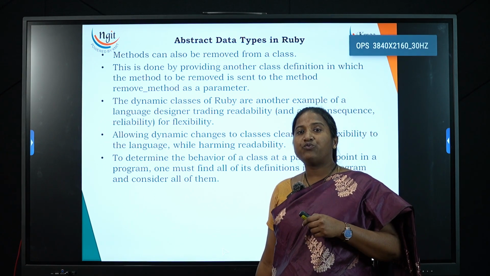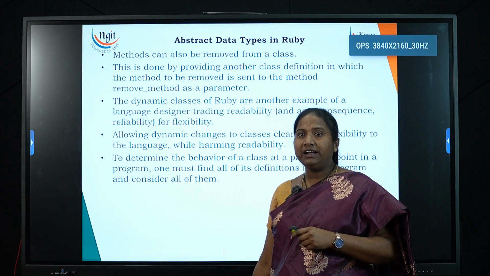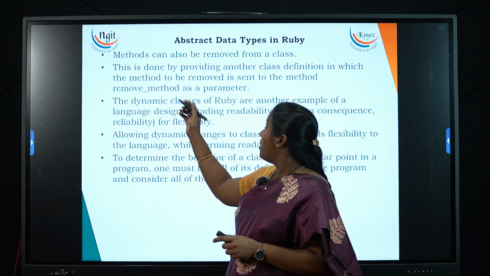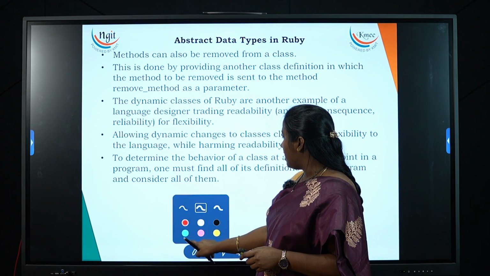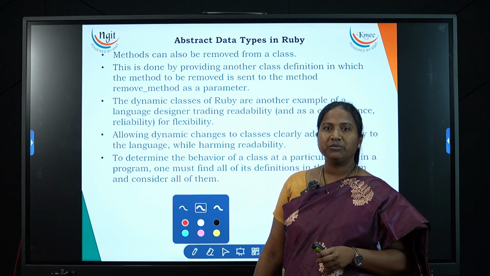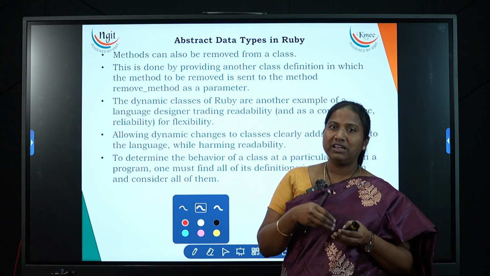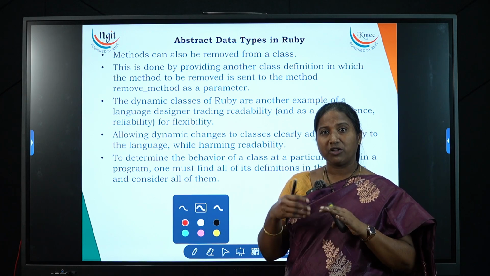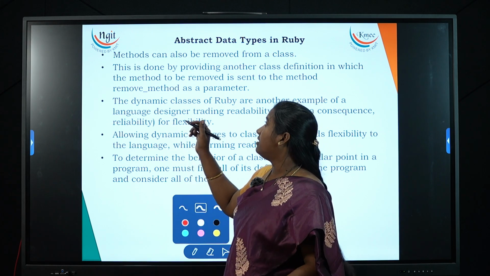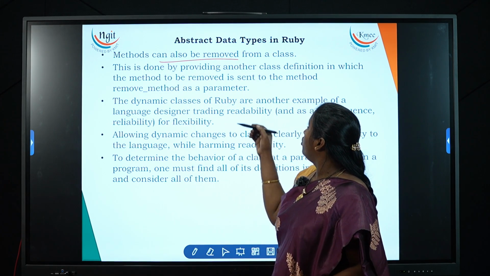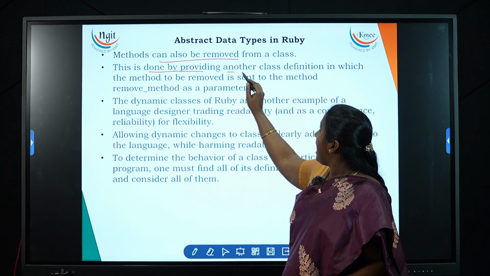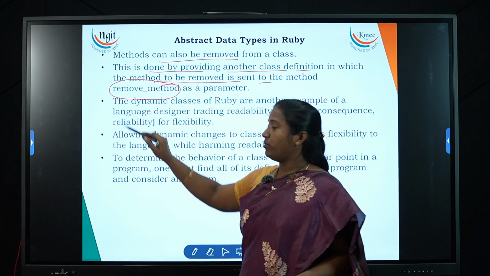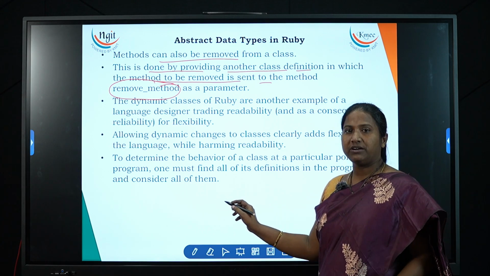Now there is one more uniqueness of Ruby, that you can also remove a method using remove_method. That we'll see. A method can also be removed from a class, because we said it is a dynamic language. Dynamic means we'll have dynamic classes. We'll delete a method or add a member. That's why it is said to be a dynamic category. Methods can also be removed from a class. This is done by providing another class definition in which the method to be removed is sent to the method remove_method. Let's say that I wanted to remove a method which is method 1.